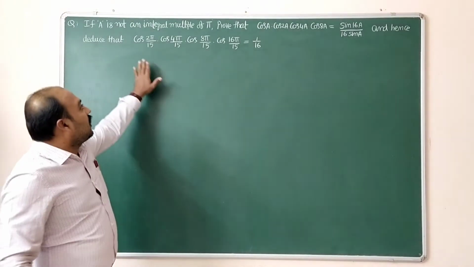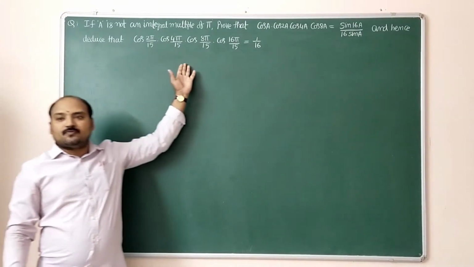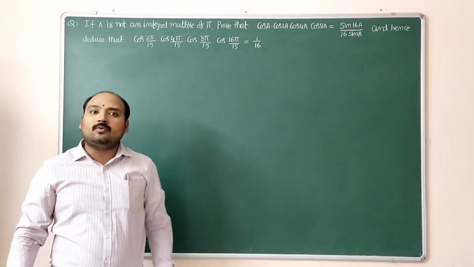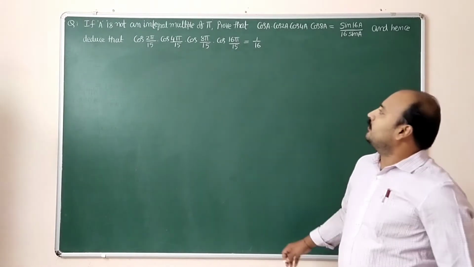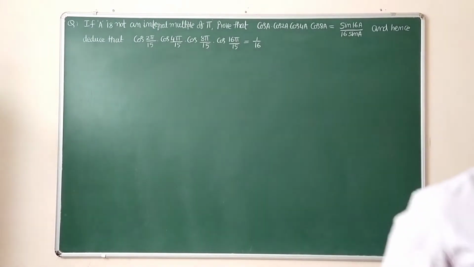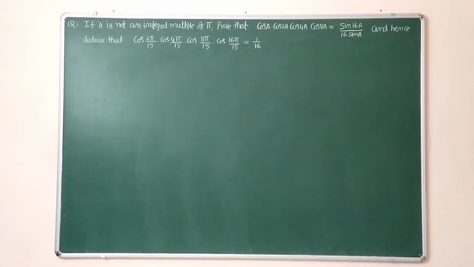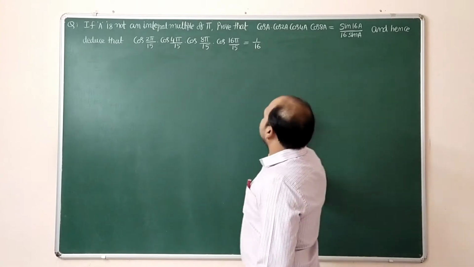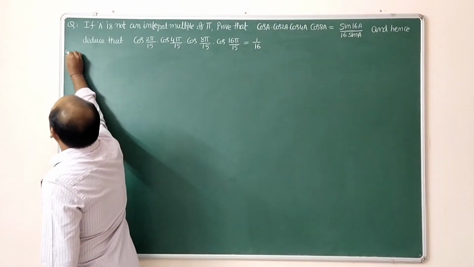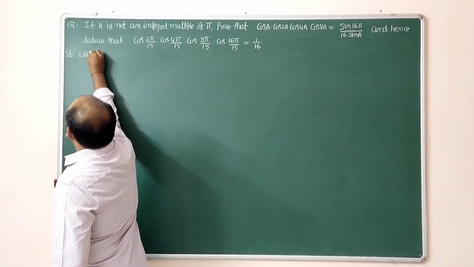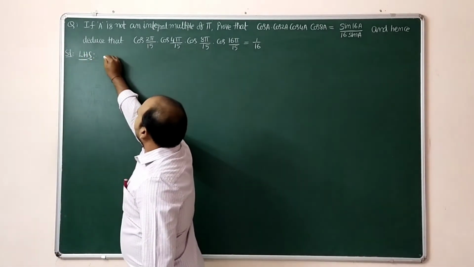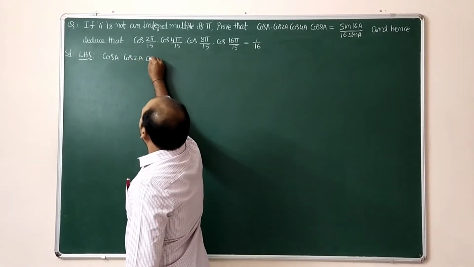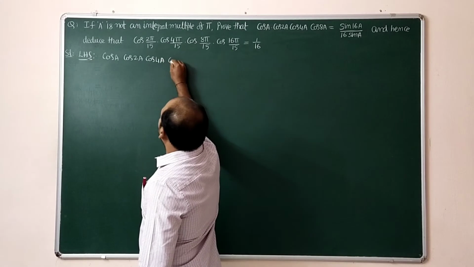After that, they are asking to prove cos 2 pi by 15, cos 4 pi by 15, cos 8 pi by 15 and cos 16 pi by 15 equals 1 by 16. So here, consider the LHS. In the solution, consider LHS: cos A, cos 2A, cos 4A, cos 8A.